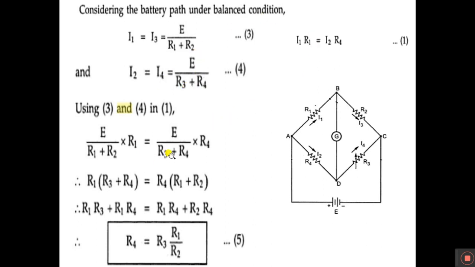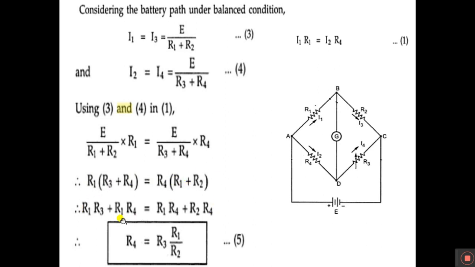So E divided by R3 plus R4 into R4. Right? So now the expression we can write, because here both E values are cancelled. Now if I modify this expression, I can get R1 into R3 plus R4 equal to R4 into R1 plus R2. Then I can multiply this R1 value in this expression. So R1 R3 plus R1 R4 equal to R4 R1 plus R4 R2.